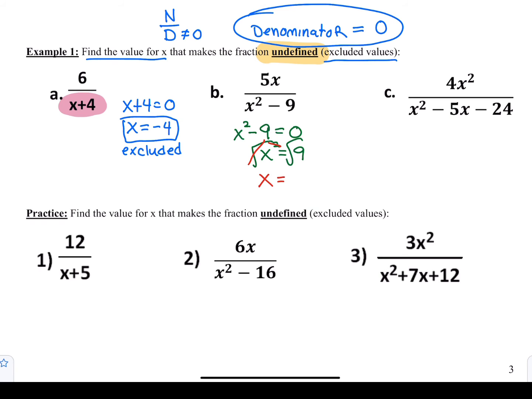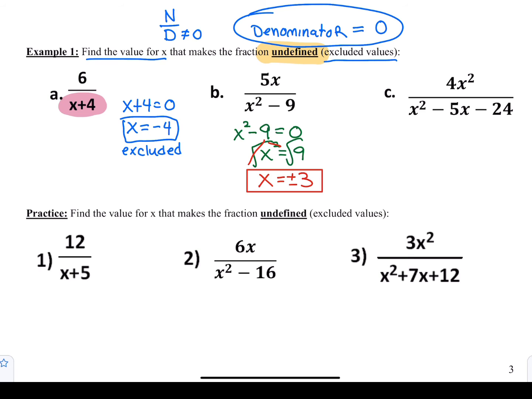And the square root of 9 is 3, but it could be positive 3 or it could be -3. If you square either one of those, you'll get 9. So we get two answers when we take the square root of a number. Those would be the two numbers that are the excluded values.